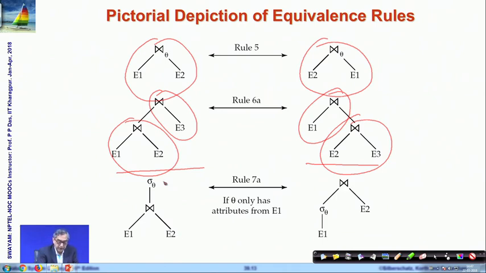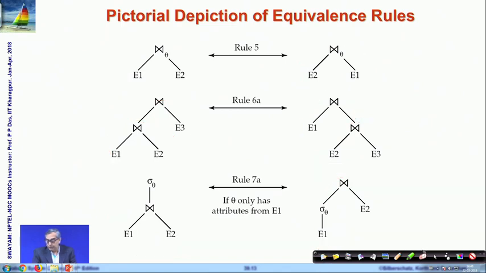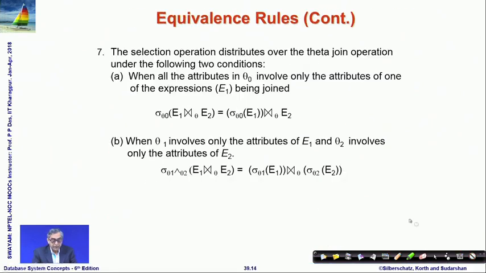For example, in this case you are doing a join and then doing the selection, and here you are doing a select early on this relation E1. Of course, you will be able to do this provided theta contains only attributes from E1. If theta contains attributes from both E1 and E2, this transformation will not be possible. So, these are some more of the transformation rules.